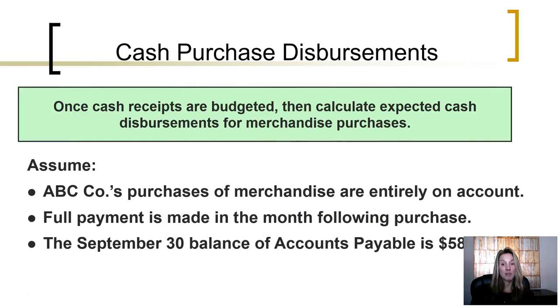Once cash receipts have been budgeted, we are then able to calculate how much cash we expect to be dispersing each month within the budget period for the purchases of merchandise. Assume that when ABC purchases merchandise, it's done entirely on account. Full payment for those purchases is made the following month. We're going to begin October with a September 30 balance in accounts payable of $58,200.